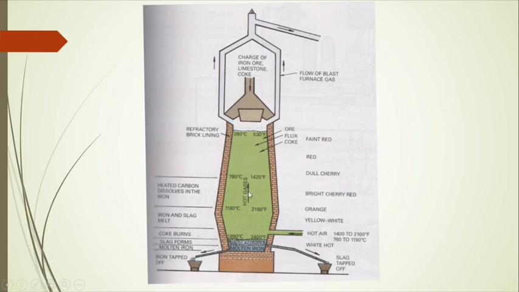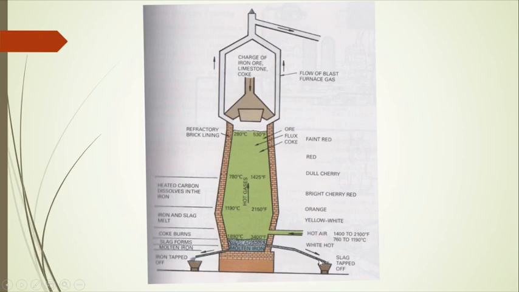It heats up the ore and then causes combustion in the coke, and the coke burns, and the iron and slag melt. The heated carbon dissolves in the iron, and then the slag is formed, and the molten iron will be at the bottom. The slag will float on top of the molten iron. Periodically, molten iron will be tapped off, and slag can also be tapped off to remove.